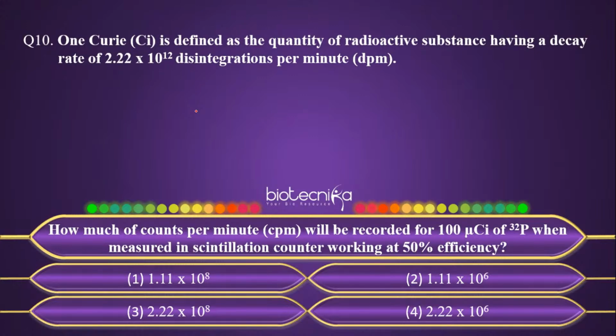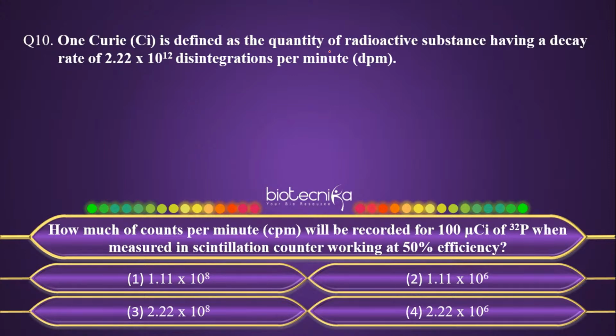So let's discuss one numerical based question also. Usually from radiolabeling techniques, the questions are asked on different forms of radiation. But if you see this question, it is about counts per minute.